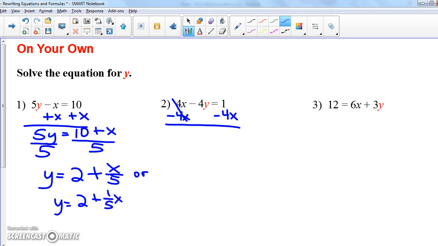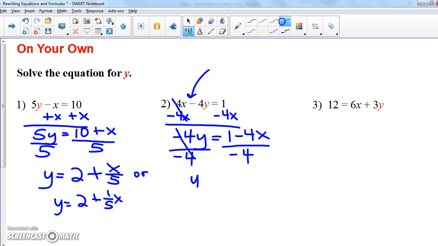And while that cancels that out, it's important to remember that this stays with the 4y. So that negative sign is still there, and that gives me 1 minus 4x on the right. So now I need to divide by negative 4. That's going to give me y equals negative 1/4, and then I have a minus 4x on the top and a negative 4 on the bottom, so that cancels each other out and gives me a plus x. Okay, so that's my answer, negative 1/4 plus x.